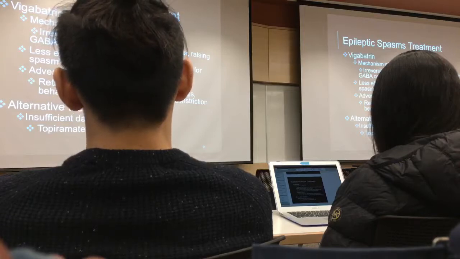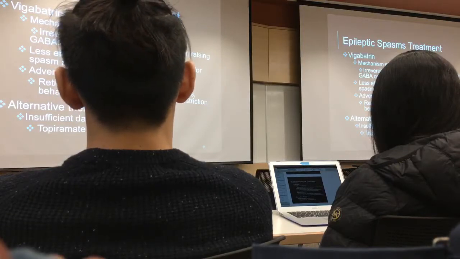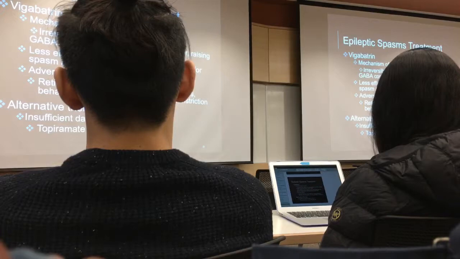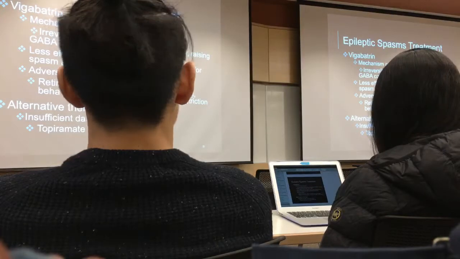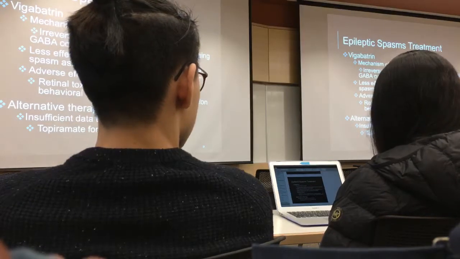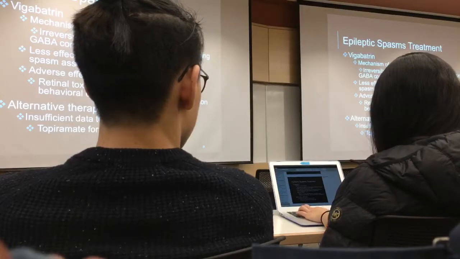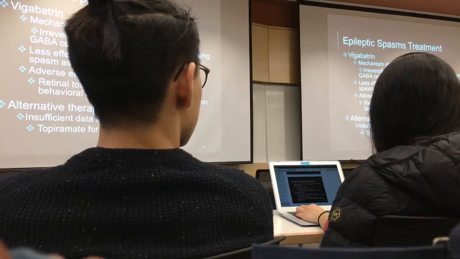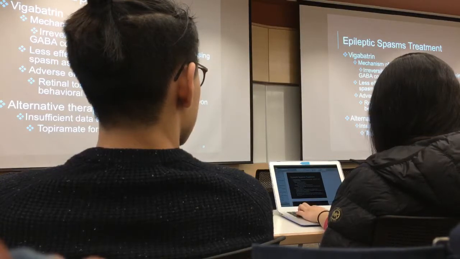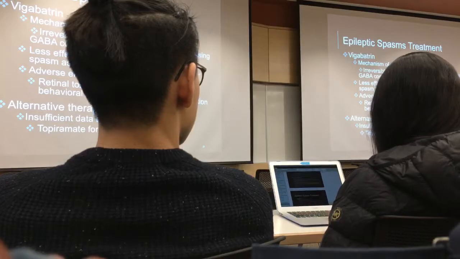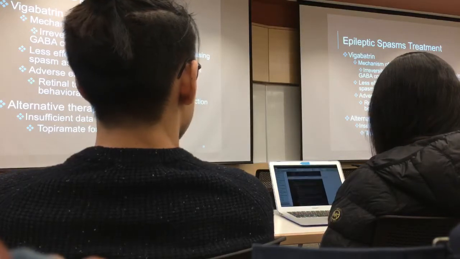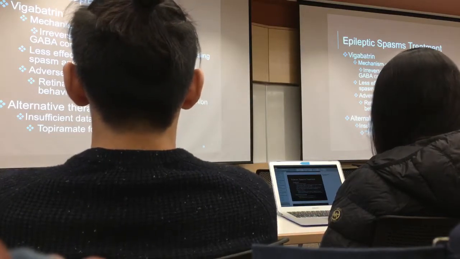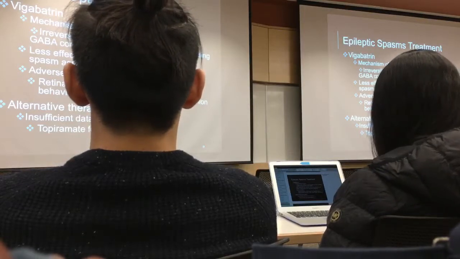So vigabatrin is also known as Sabril. Both agents have to go through something called a REMS program. Does anybody know what a REMS program is? A risk evaluation and mitigation strategy program. Things must be clear with the family members, the caregiver, before they start this medication. They have to know all the risks. Vigabatrin is one of the unique anti-epileptic drugs that has a very unique mechanism of action, different from all the other ones you've learned before.